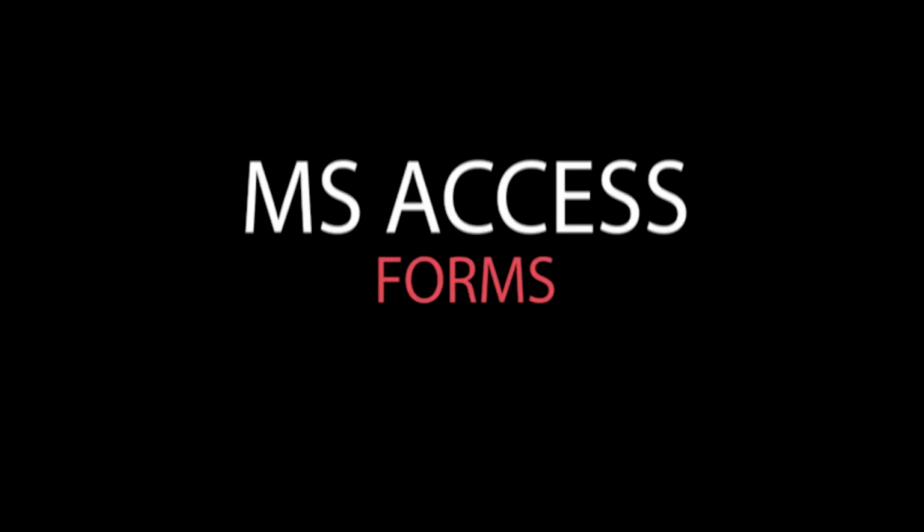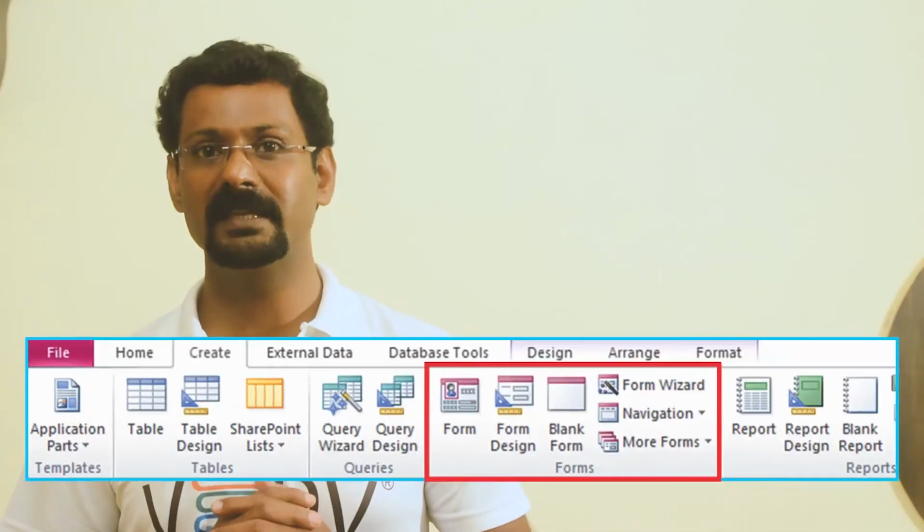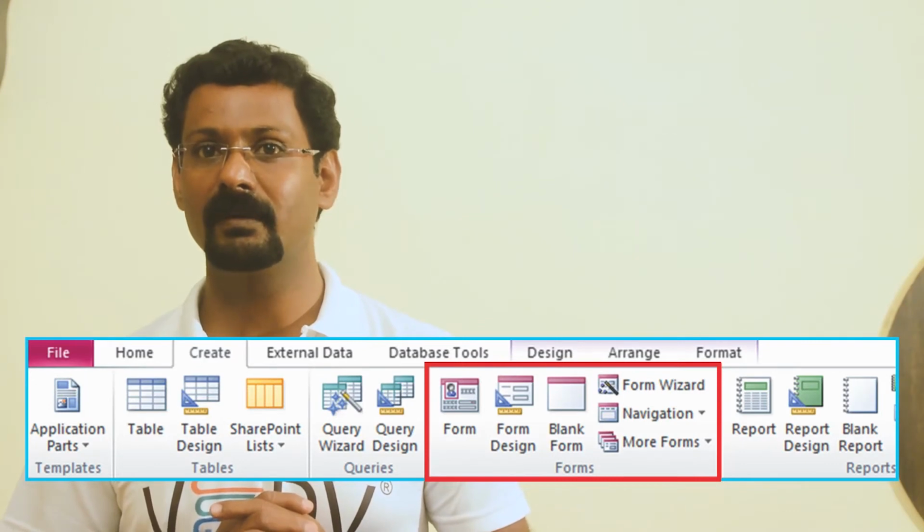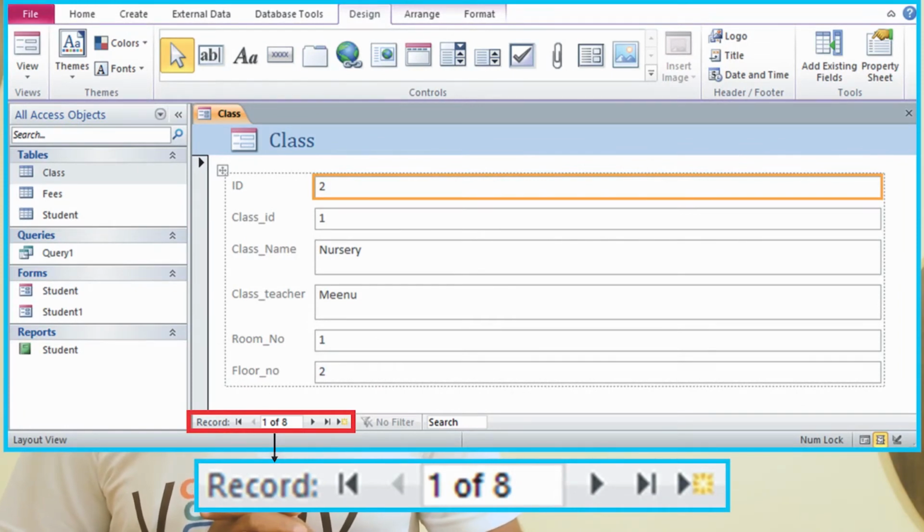MS Access forms. A form in MS Access is a database object that is used to input data in a database application. It provides an easy and user-friendly manner to enter, edit and view data. There are different ways to create forms. Number 1, open the database and click the Form command on the Create tab in the Forms group. Number 2, click on the table name in the navigation pane on which you want to create a form, then click on the Form icon. Number 3, a form is created showing all fields of the selected table in the Access window. The record navigation bar is used to access the records on the form.